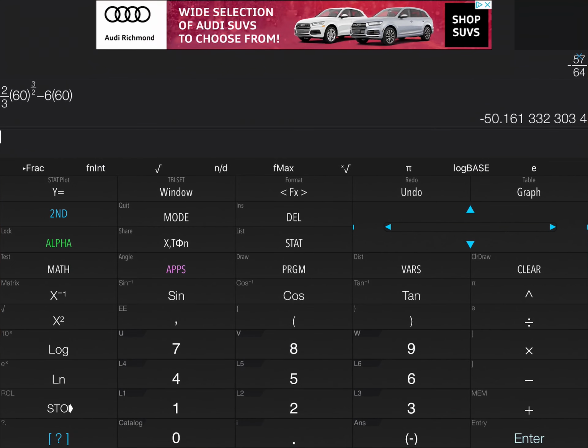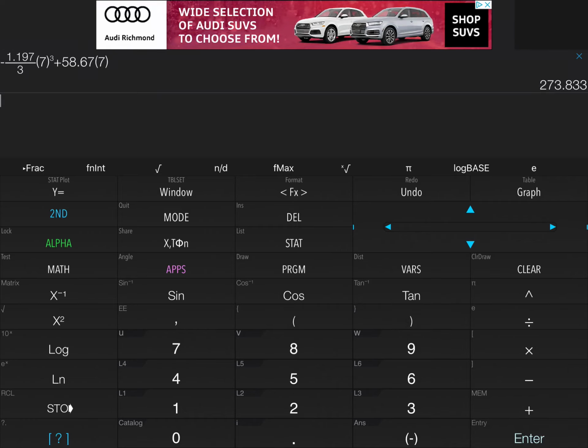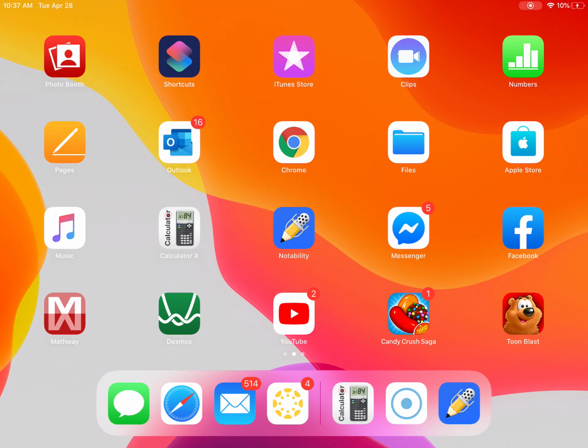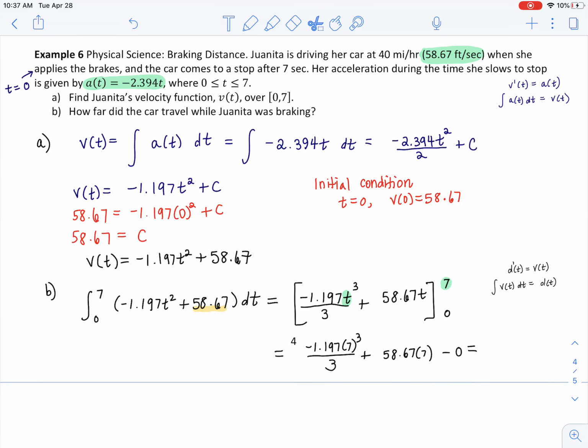So let me open up my scientific calculator and do that. Calculator. Clear. So the first fraction was negative 1.197 over 3. That was the constant, but we're multiplying that by 7 cubed, right? And then the second one was simply plus 58.67 times 7, and then minus 0. So if I enter, I should get 273.833. And what was the unit? Her stopping distance. And this was in seconds, so not miles. No, it's going to be in feet.